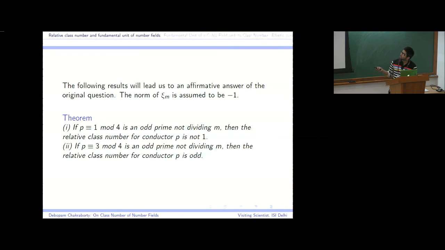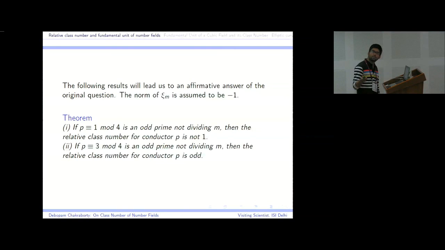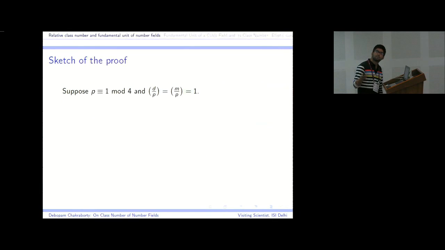So I will just try to give a sketch of proof of one part of this result, because otherwise it will be too long, but the other parts can also be proven in almost a similar way. So what we will do is give a proof for P equivalent to 1 mod 4 when M is a quadratic residue mod P. You see that D and M, it does not matter, because D is the discriminant of a quadratic field, so D is either M or 4M. And 4 anyway is 2 squared, so it doesn't matter.